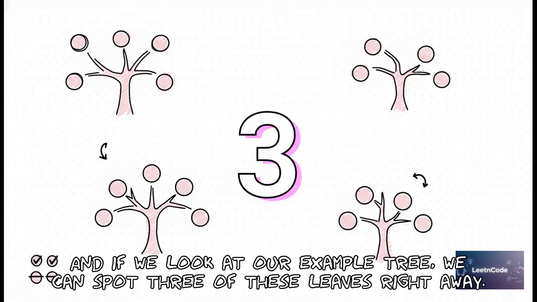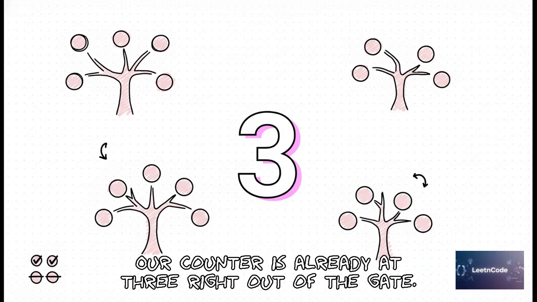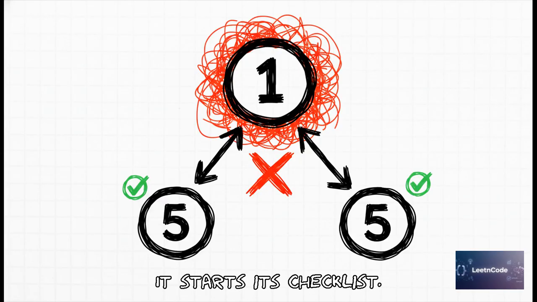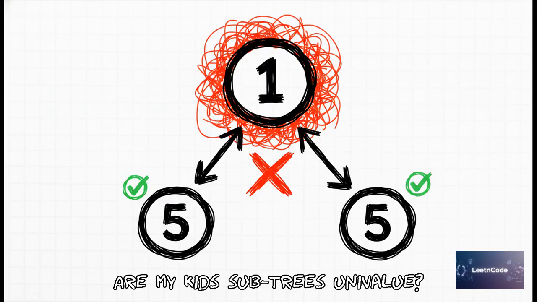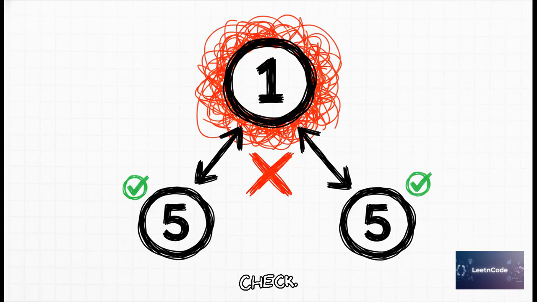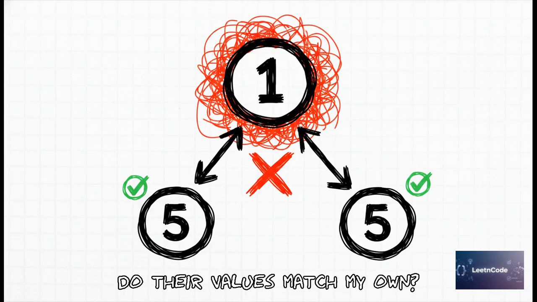And if we look at our example tree, we can spot 3 of these leaves right away. And since every single one of them is a Univalue subtree, boom, we've already found 3. Our counter is already at 3 right out of the gate. Okay. Let's climb up one step to that node with the value 1. It starts its checklist. Are my kids' subtrees Univalue? Yep, both of its kids are leaves, so they already reported success. Check. But then, question 3, do their values match my own?